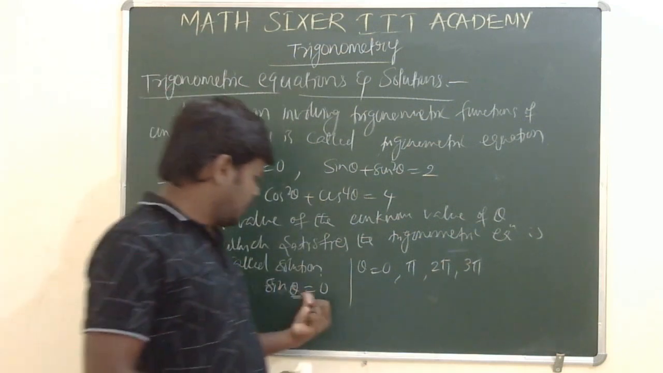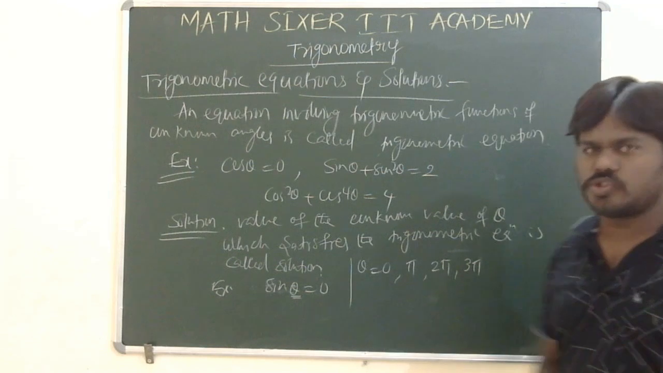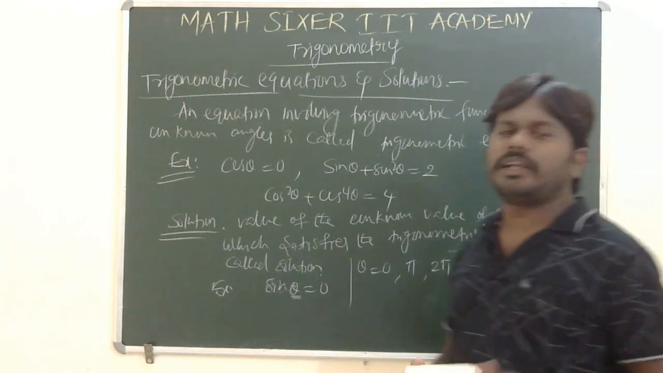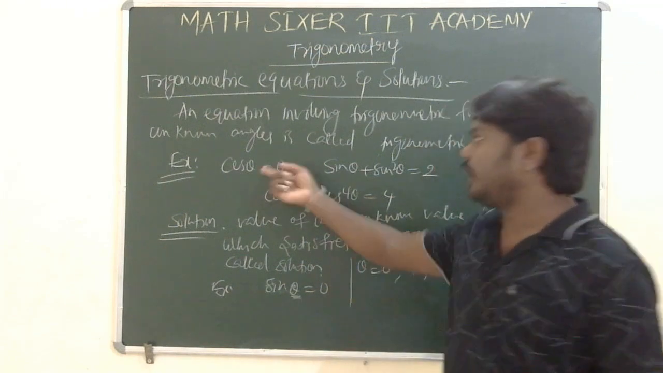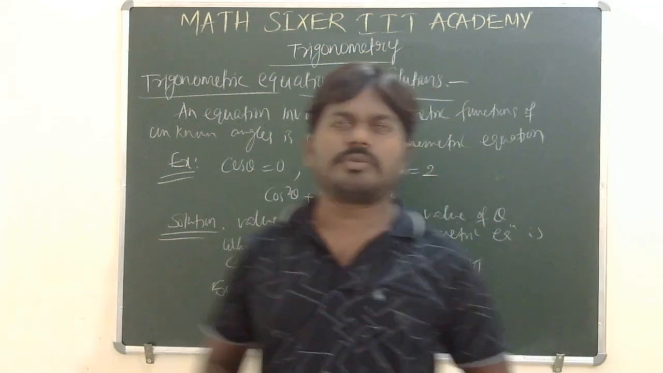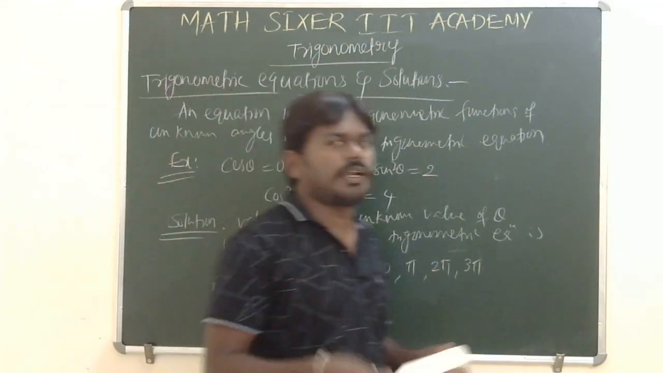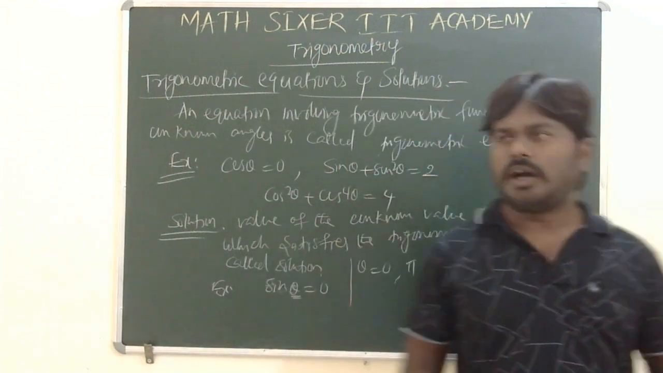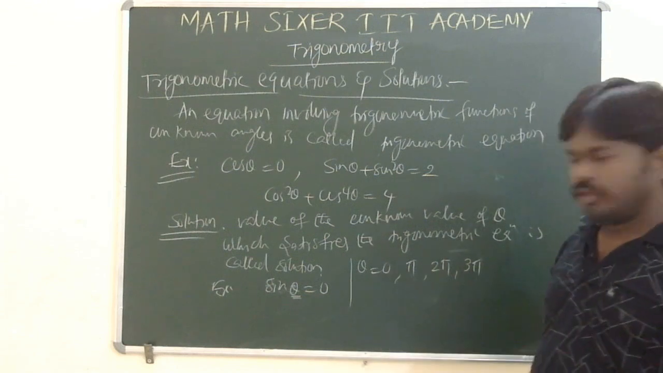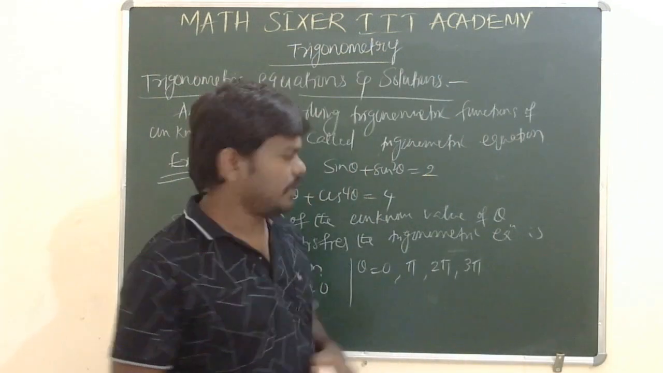That means the trigonometric equations have an infinite number of solutions, because these trigonometric functions are periodic functions. Here sin and cos are periodic functions with period 2 pi, and even cosecant and secant are also periodic functions with period 2 pi. And the rest of the trigonometric ratios, tan and also cot, are periodic functions with period pi. So we have an infinite number of solutions for the trigonometric equations.